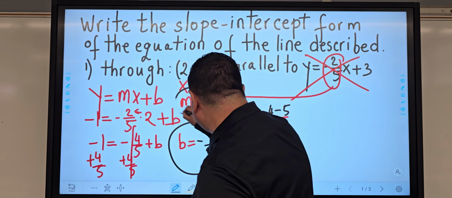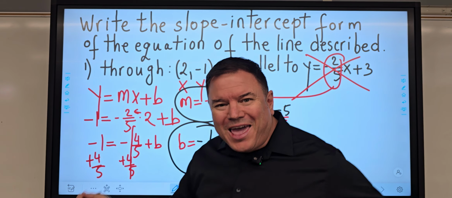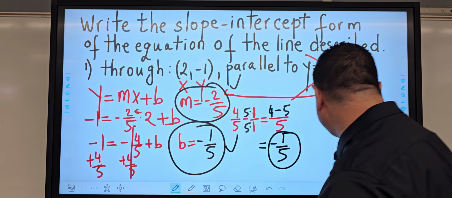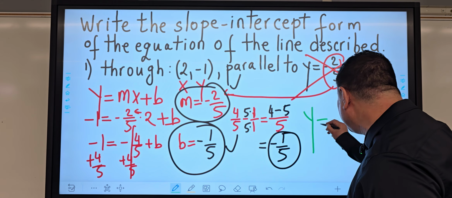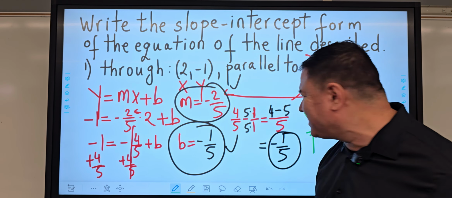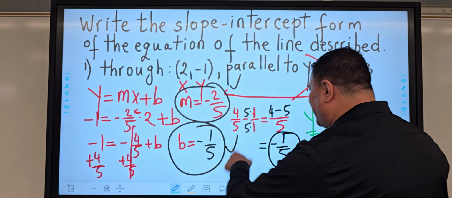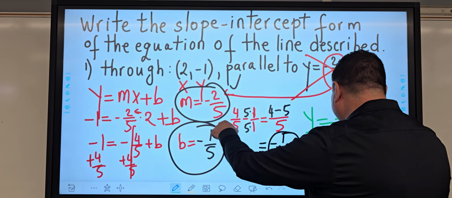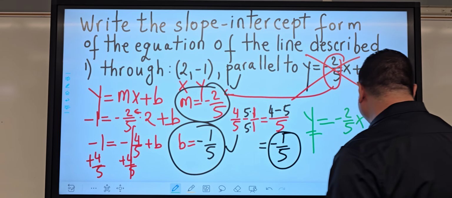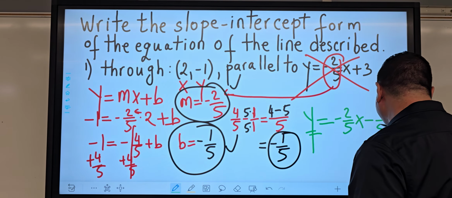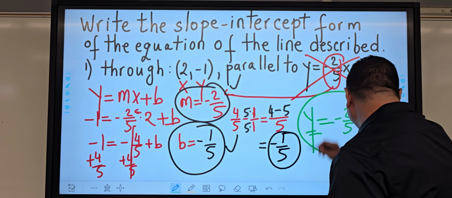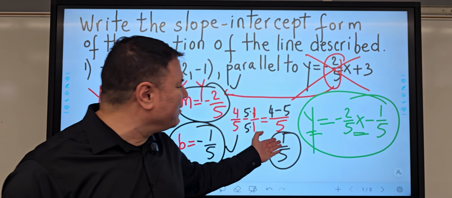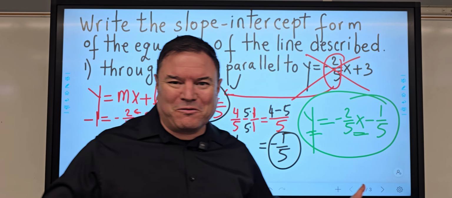Now we also have the m, and we are ready to write our equation. Let's do that. So our final equation is y equals, remember, keep the y and keep the x. Y equals mx. M is -2/5. Keep the x. And b is -1/5. And this is our final answer. Remember, keep the x and keep the y. Y equals -2/5x minus 1/5.